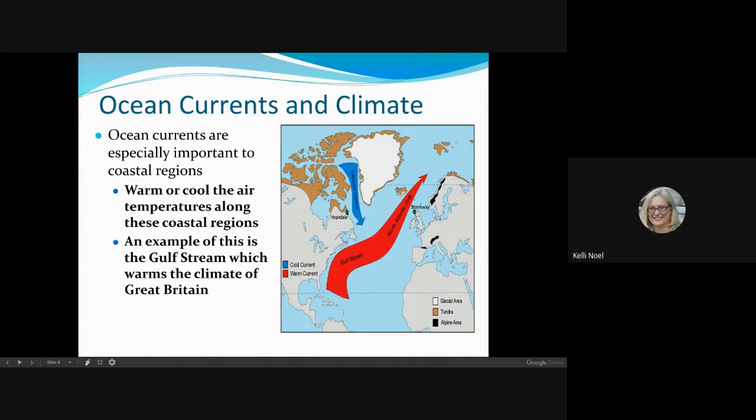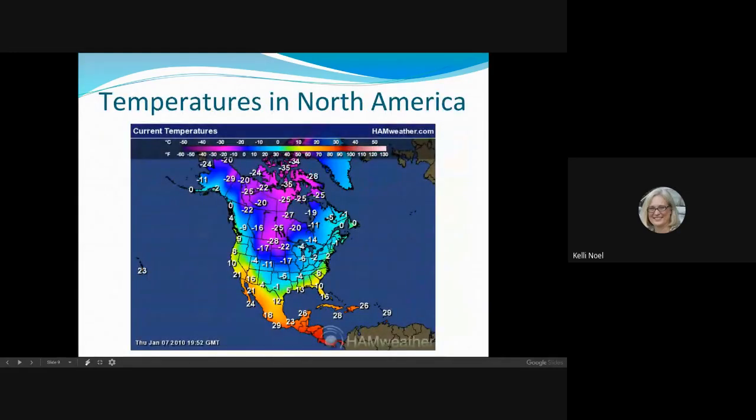All right. So you can kind of see temperatures here. And notice you have warmer temperatures down toward the equator, and they slowly are getting cooler as you go up.